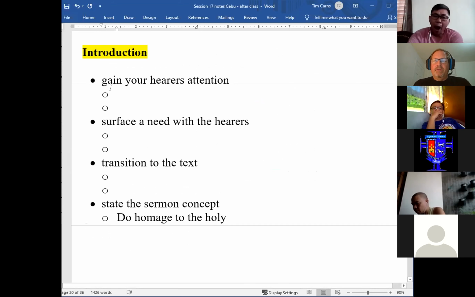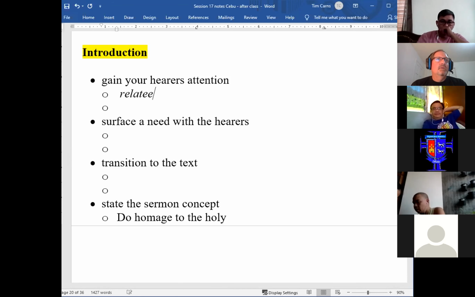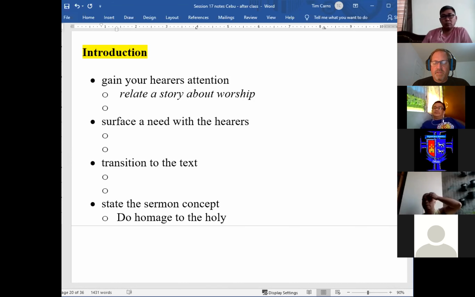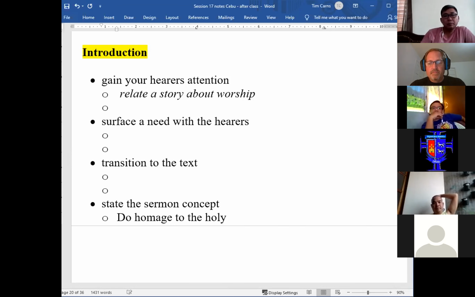So let's come up with some ideas again on the introduction. How might we gain our hearers' attention for this particular psalm? Any ideas? Relate a story about worship. Okay, relate a story about worship. Do you have any that come to your mind? Probably David's worship. Yeah, maybe David's example.